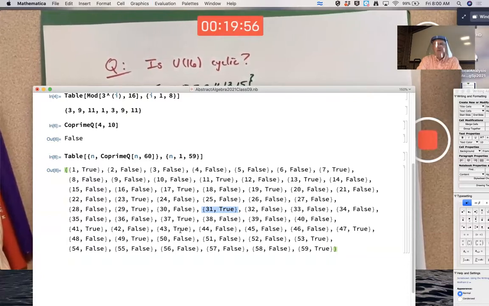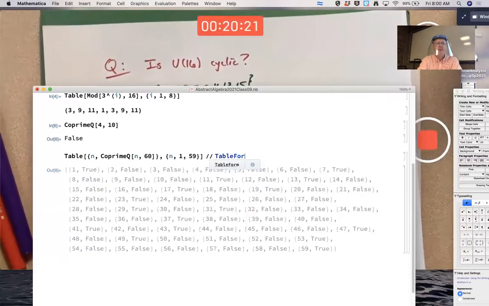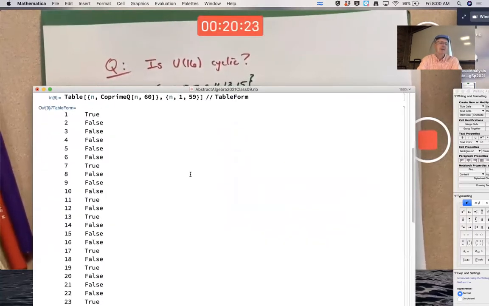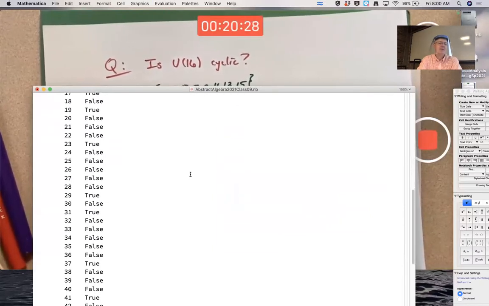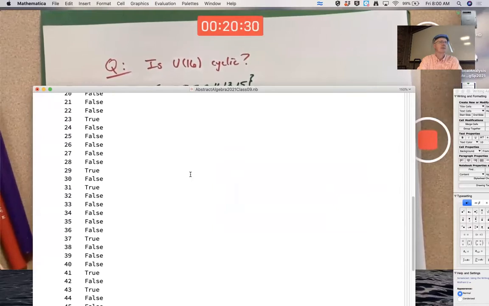See, where's an example, one that's not prime, that's in U60? I don't see any examples. And 60 is what? 3 times 4 times 5. 49 is an example. There we go. Yes. 7 is an example. Actually, if you put this in table form, it'll look nicer. There we go. So that would quickly give you the elements of U60, and then you could search for generators to see if U60 is cyclic or not.